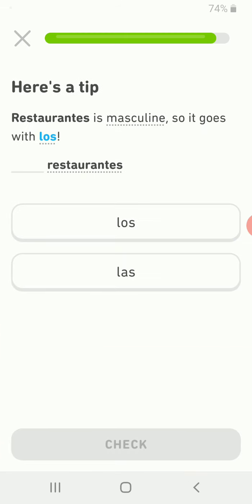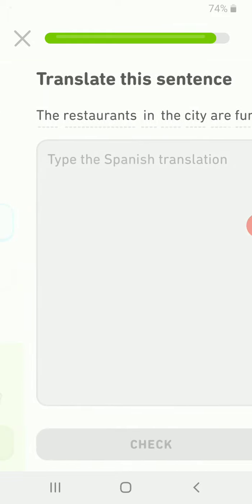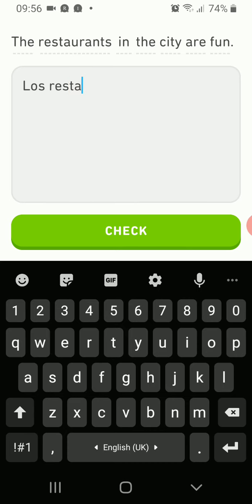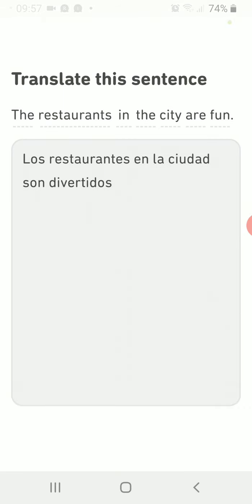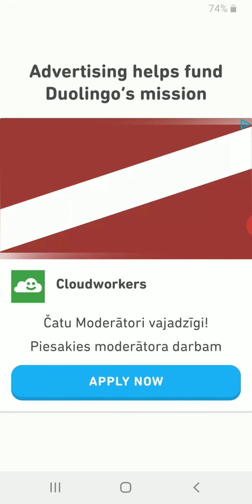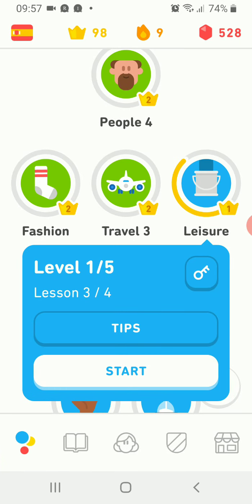So restaurant is masculine, so it goes with los. So we have a reminder here about this. So los restaurantes en la ciudad son divertidos. Divertidos. Good. All right. Which brings us to the end of the third exercise.